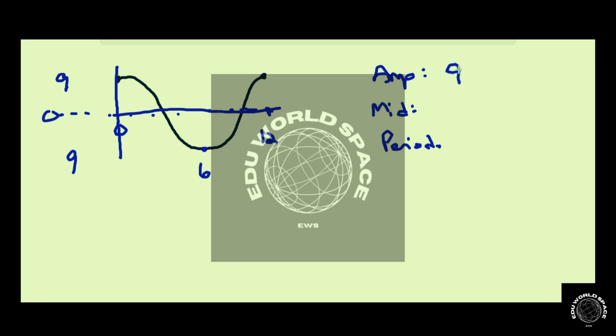The amplitude would be 9 since it goes up and down 9. The midline would just be 0. I mean, we don't have to shift it up and down then. And the period would be 12 hours.